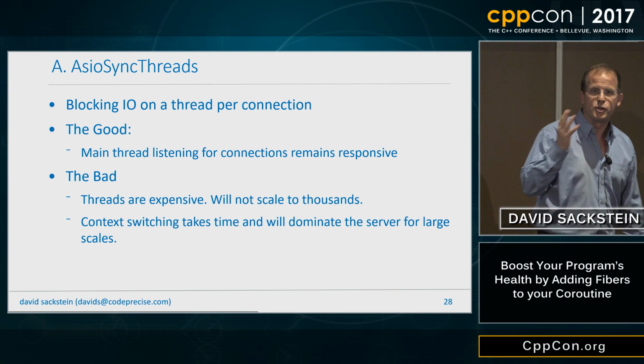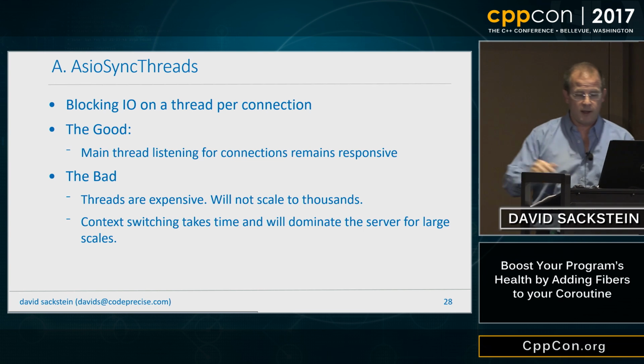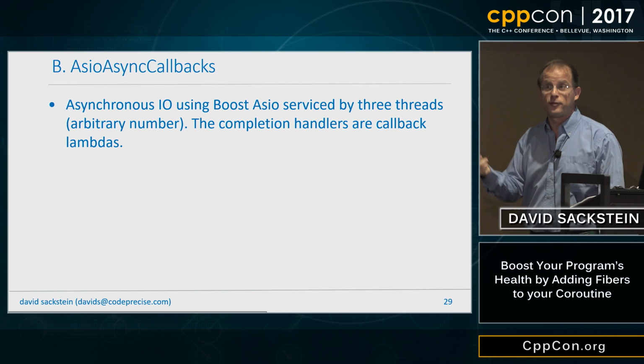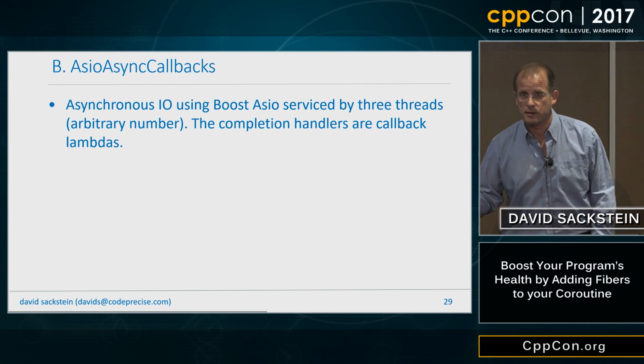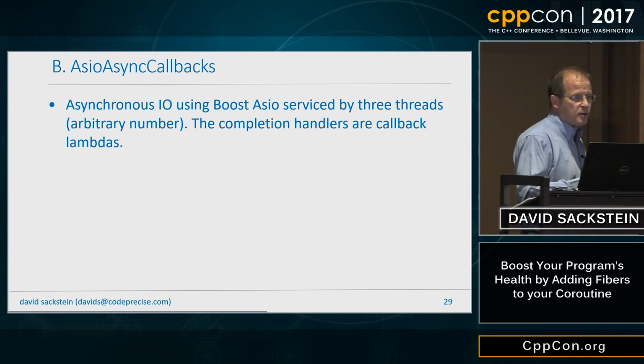The context switching will actually dominate, even if you're able to create the threads, the context switching will dominate the operation of the server. So it's good and it's bad. So what we'd prefer to do is to do asynchronous I/O. Now we have Boost.Asio. We're using Boost.Asio, so Boost.Asio gives us this support.